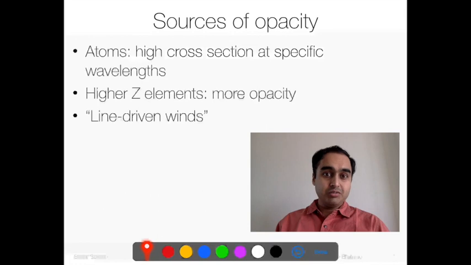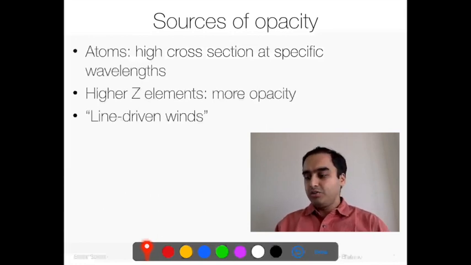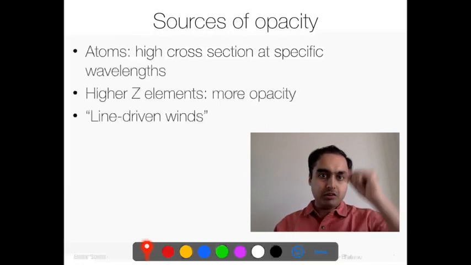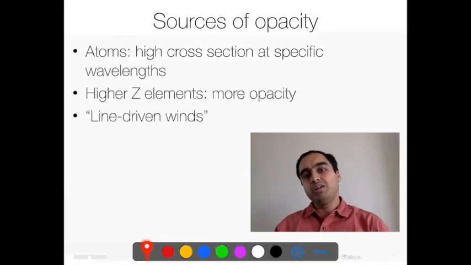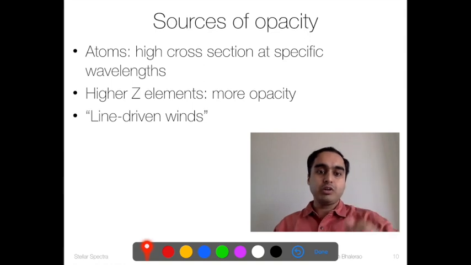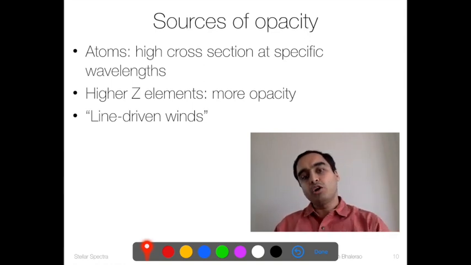Okay, so atoms themselves have been contributing to opacity, of course. So you have high cross sections at specific wavelengths, and these wavelengths correspond to transitions between energy levels of atoms. That also means that higher Z elements, which have more electrons and more electron levels which are possible, can absorb photons at a lot more wavelengths, and that is going to cause higher opacity.